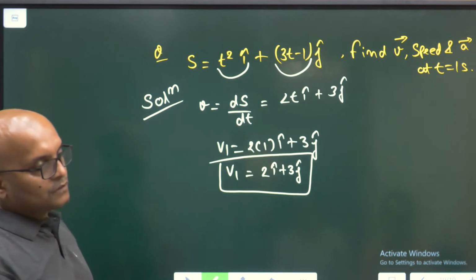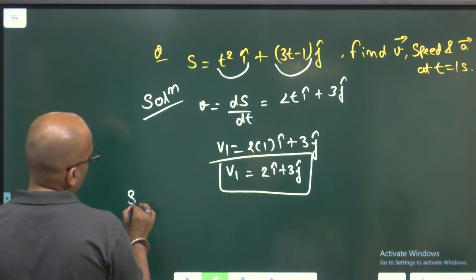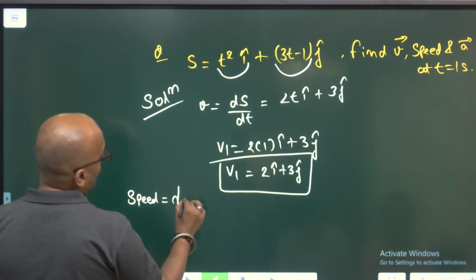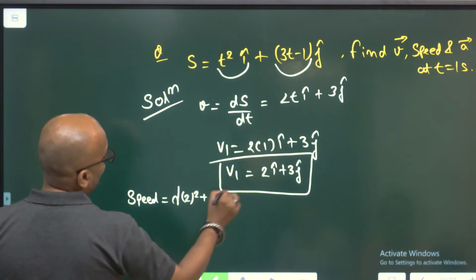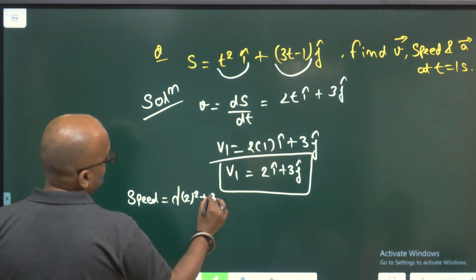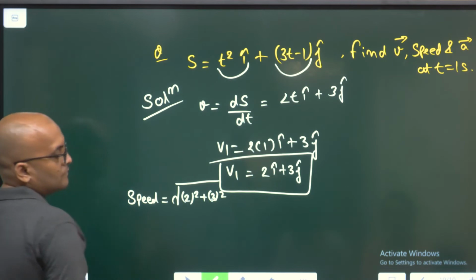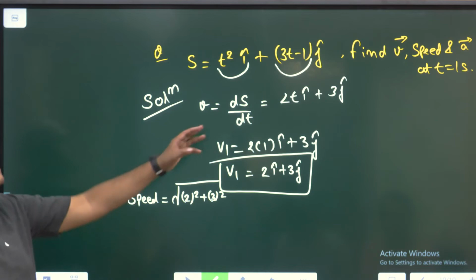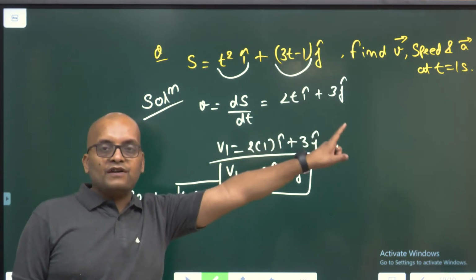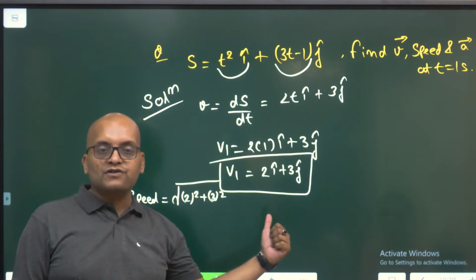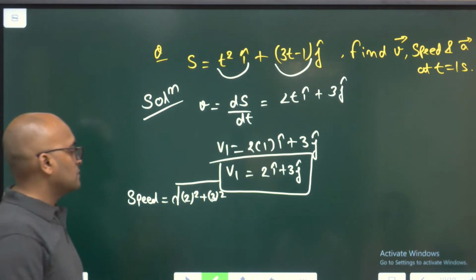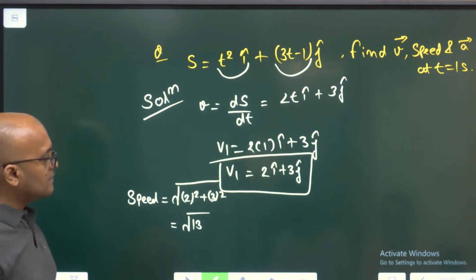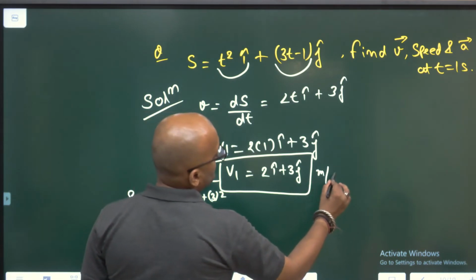Okay. What will be the speed? The speed is the magnitude of velocity. Why haven't I taken time? Because speed is also asked at 1 second. So first put 1 second in the expression of velocity, then take its magnitude. Meters per second, obviously.